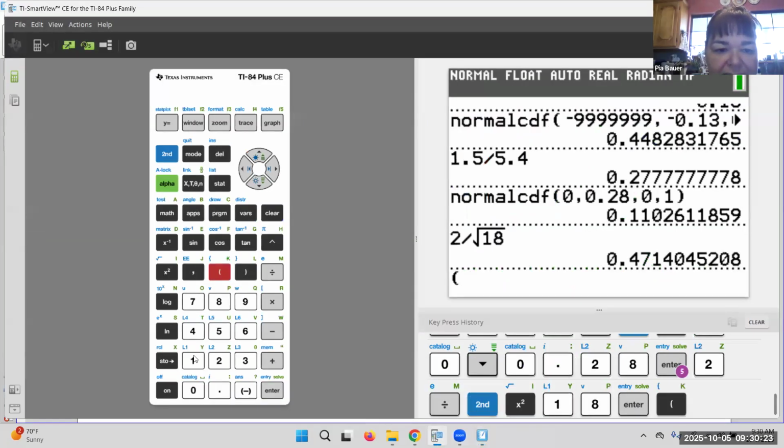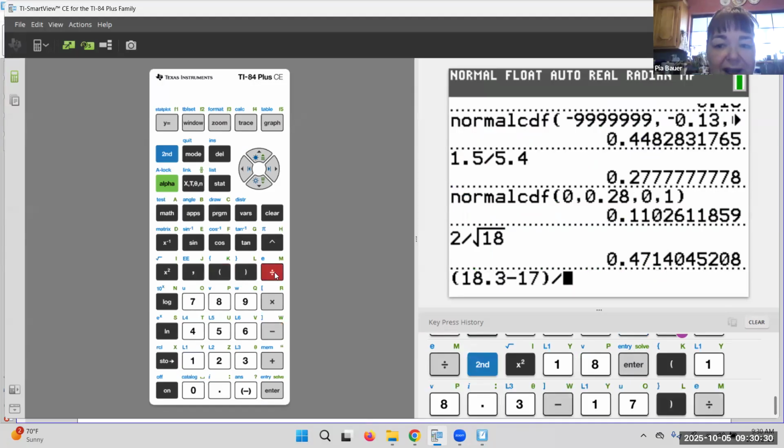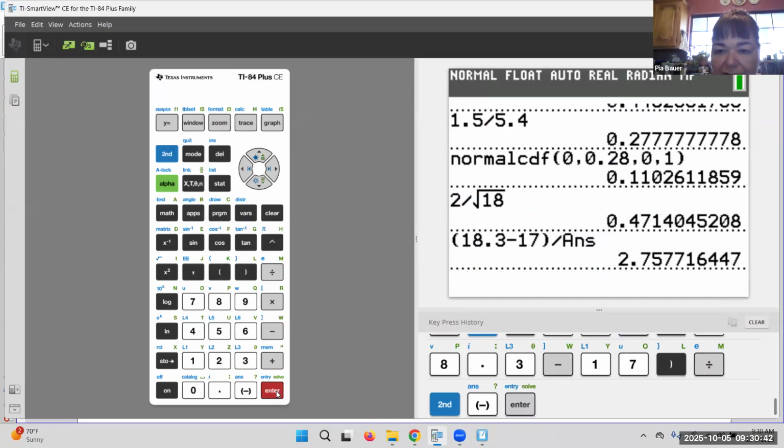And if you wanted to, since we're doing this on the calculator, you could say in parentheses 18.3 minus 17, close the parentheses, divided by the answer from the previous step. So you can say second and the A and S, and that way you don't have to worry about rounding or only selecting 6 decimal places. Press enter, and this will give you your z-score. But let's round the z-score to 2 decimal places. So that will be 2.76.